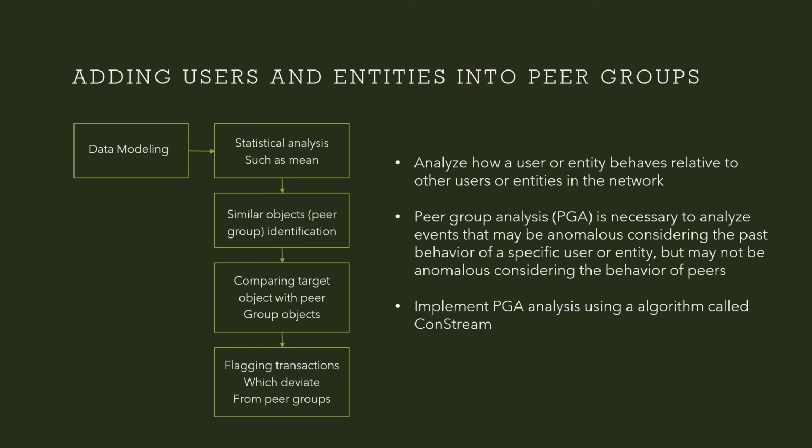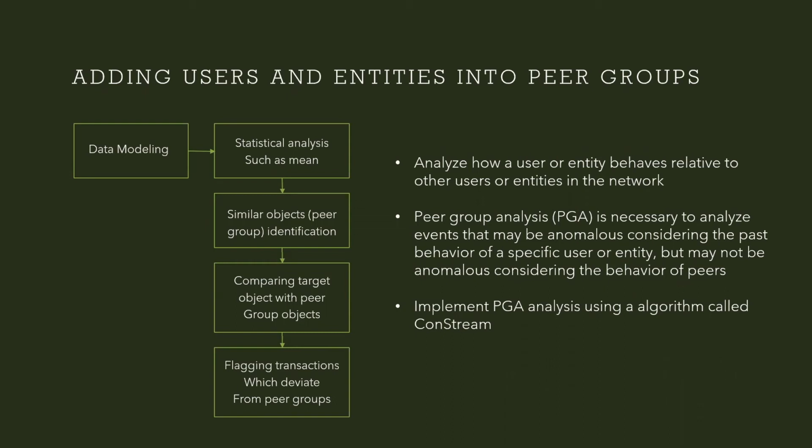With peer group analysis, we analyze how an entity or a user behaves in comparison to other entities and users in a network over time. This will be used for cases where an event may be anomalous considering the past behavior of a specific user, but may not be anomalous considering the normal behavior of his or her peers. So initially, peer groups are identified and entities and users are put into different peer groups based on the behavior they have exhibited over time. A particular user or entity can belong to multiple peer groups as well.